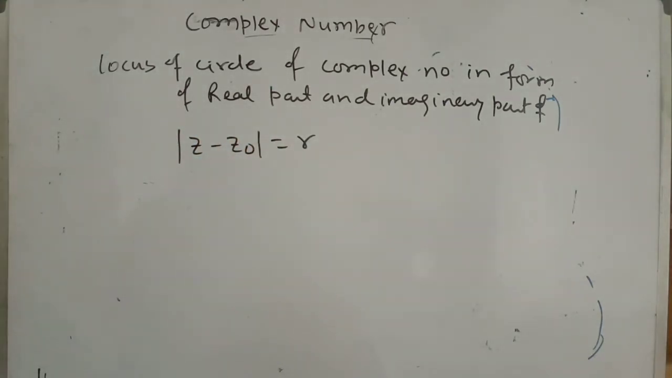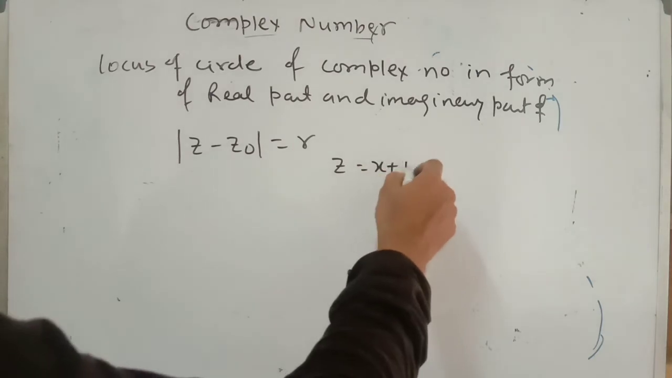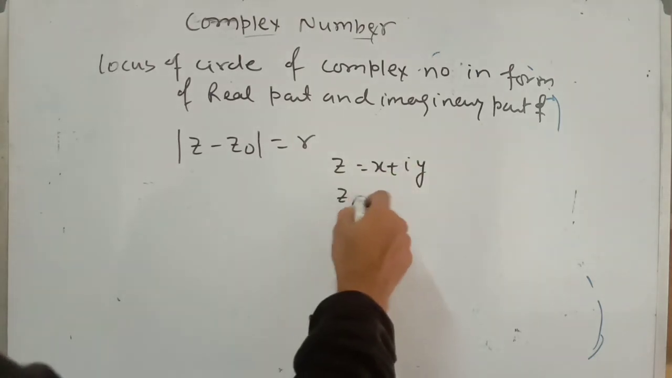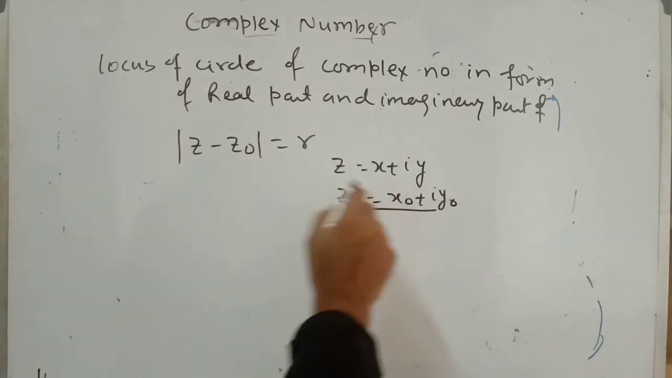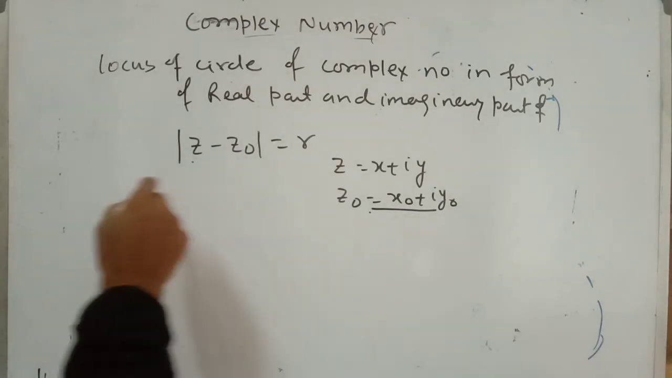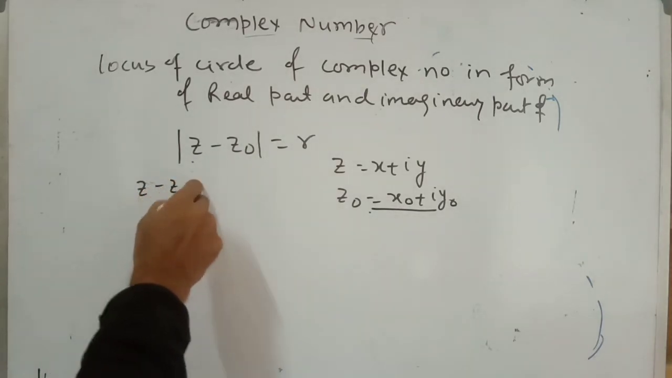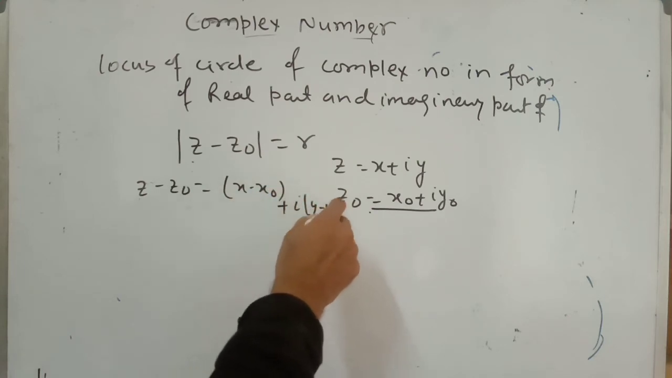So here, what is z naught? The center of the circle, and r is the radius of the circle. Now we consider z equal to x plus iy, and z naught equal to x naught plus i y naught. It is fixed, that's the center of the circle. So find the modulus of z minus z naught. First you find z minus z naught, so you can write (x minus x naught) plus i (y minus y naught).